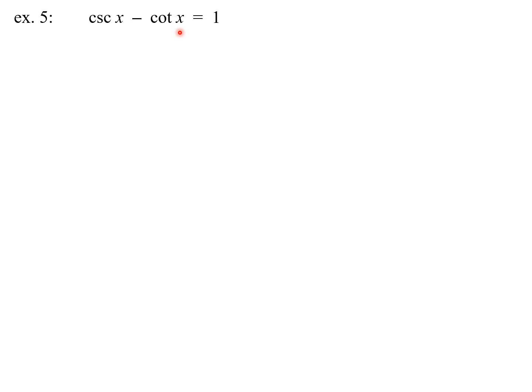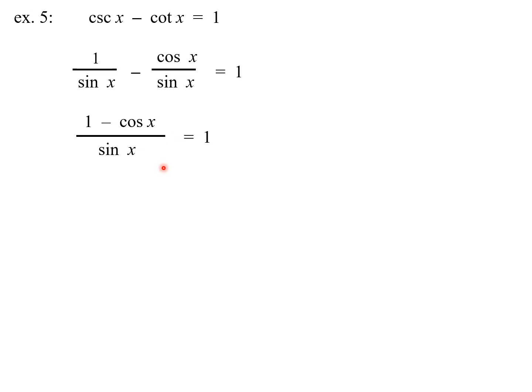Cosecant of x minus cotangent of x is equal to 1. The cosecant is 1 over the sine, and the cotangent is 1 over the cosine. Now, notice I have common denominators on the left-hand side, so I'm going to write the numerators over that common denominator to get this. And now, I need a way to eliminate one of these and put them in terms of the other. First of all, I'm going to get rid of the denominator by canceling that out.